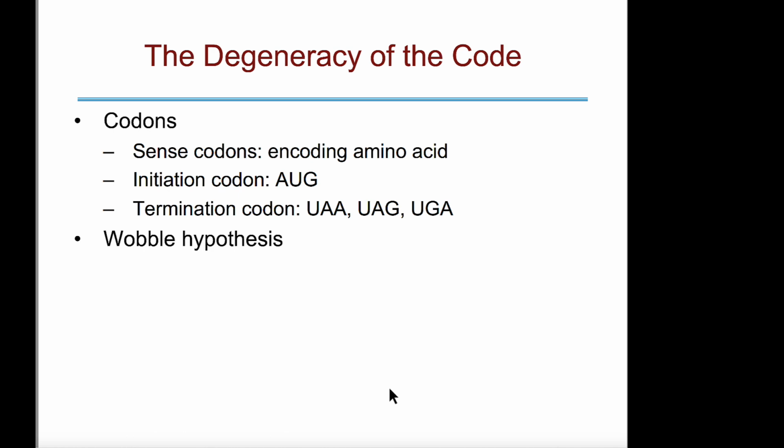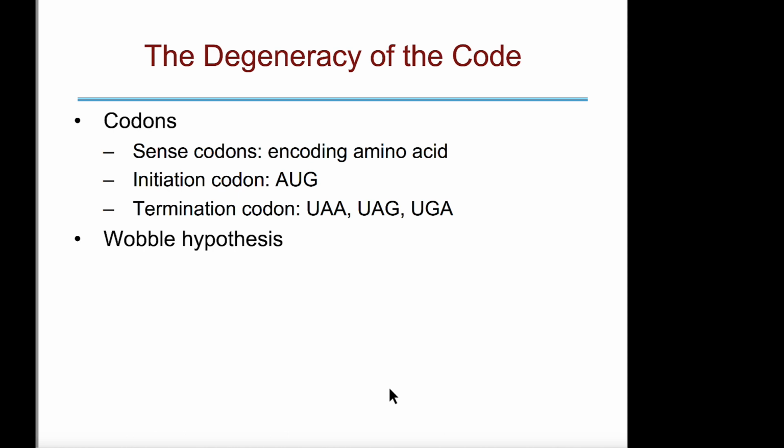So with the codons, you have sense codons, okay? These are codons that encode an amino acid. Then you have the initiation codon. This is AUG, and it codes for the amino acid methionine. That is considered the universal start codon.